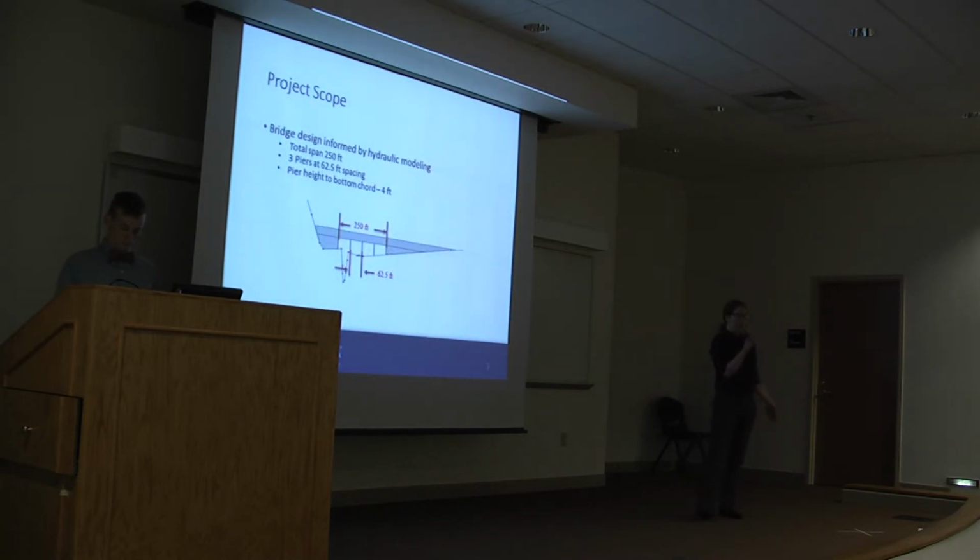From the previous group's project, Aaron and Brian came up with a design of the bridge to be 250 feet in span. It must have 3 piers at 62.5 foot spacing, and the pier height from the bottom chord of the deck to the ground is 4 feet.